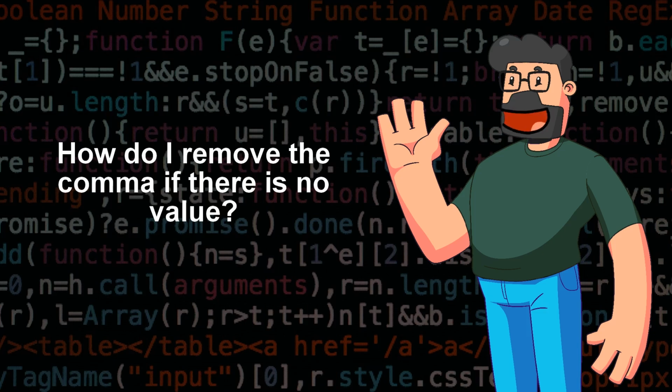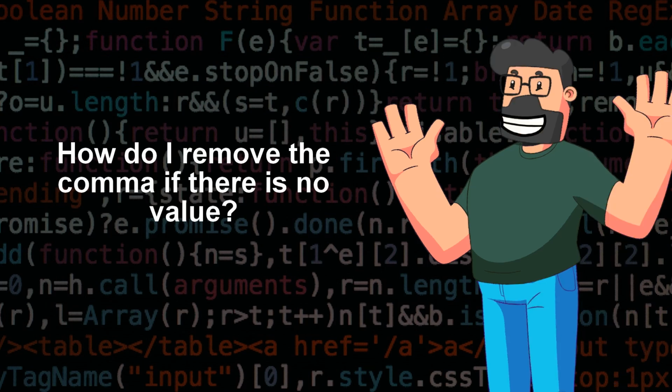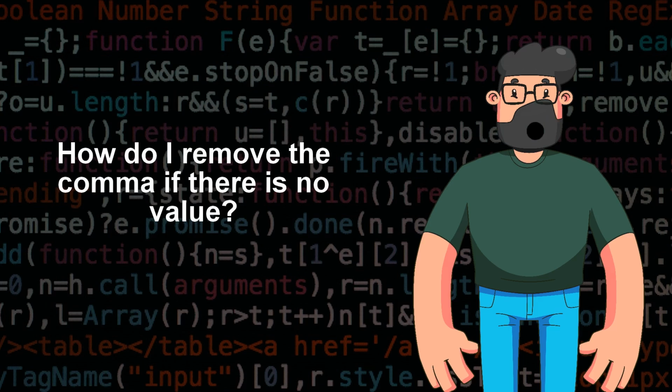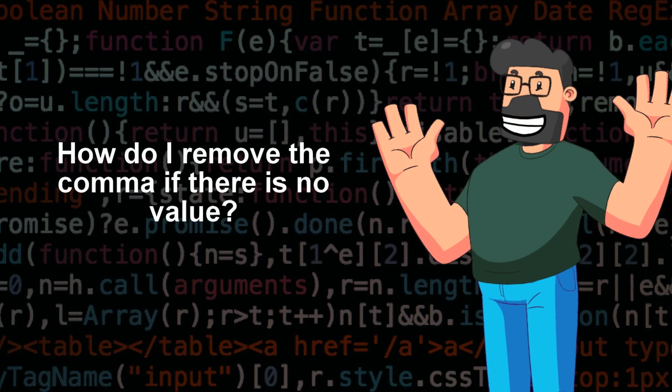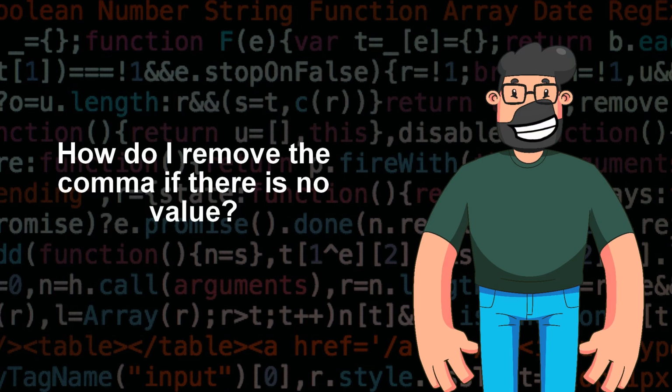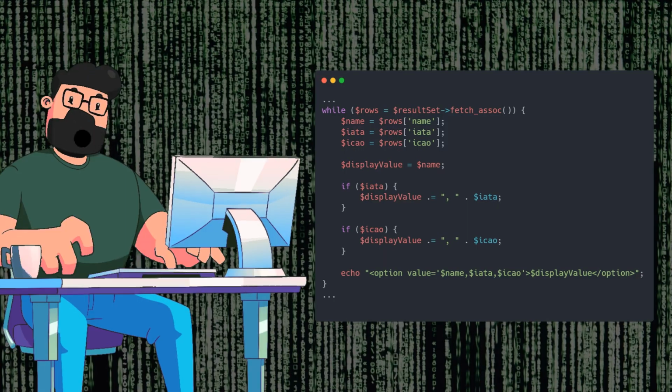Welcome to our YouTube video, where we're diving into a common problem that many developers face when working with database entries in a select field. The issue at hand is how to handle cases where certain fields, like IATA and ICAO codes, may be null in some database records. This can result in unwanted commas in the displayed select field options, which is definitely not ideal for user experience.